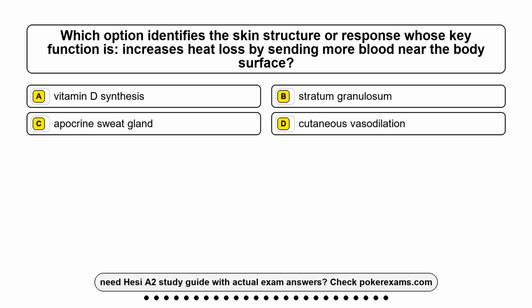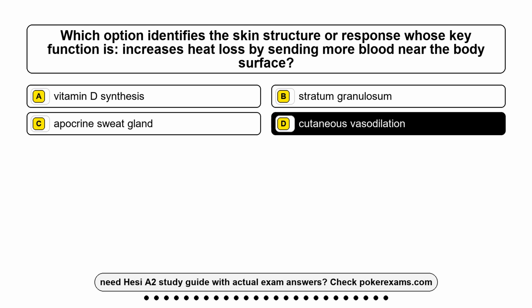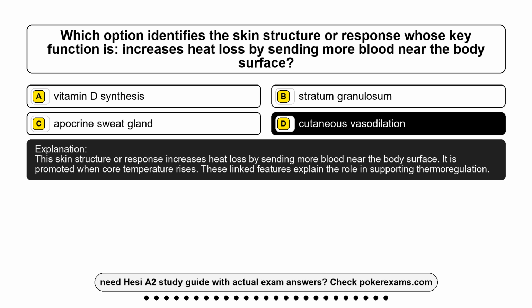Question 23. Which option identifies the skin structure or response whose key function is, increases heat loss by sending more blood near the body surface? Option A, vitamin D synthesis. Option B, stratum granulosum. Option C, the eccrine sweat gland. Option D, cutaneous vasodilation. The correct answer is option D, cutaneous vasodilation. This skin structure or response increases heat loss by sending more blood near the body surface. It is promoted when core temperature rises. These linked features explain the role in supporting thermoregulation.